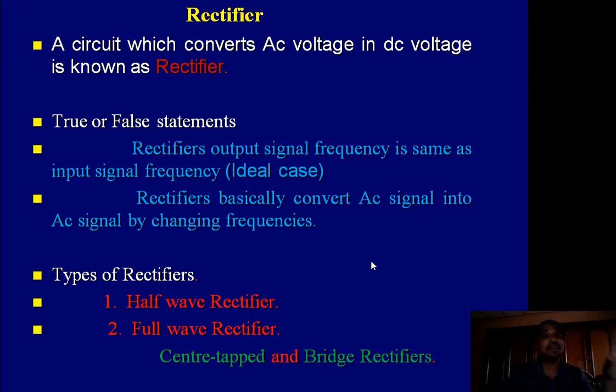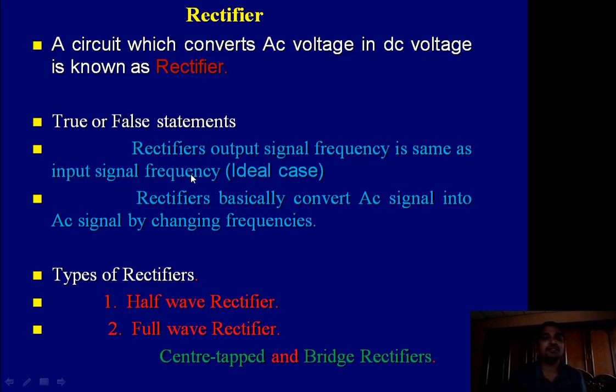An AC signal has some frequency, but the DC signal frequency is 0. DC is a constant signal, so the output waveform time period is infinity. Frequency is 1 by time period, so 1 by infinity is 0. By this you can work out some true or false statements. First one: the rectifier's output signal frequency is the same as the input signal frequency. No. The output signal is DC, and the frequency is 0.